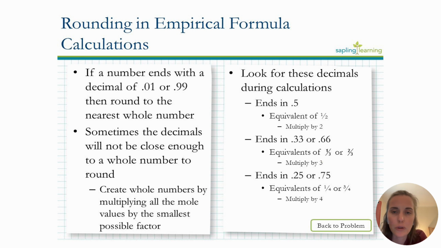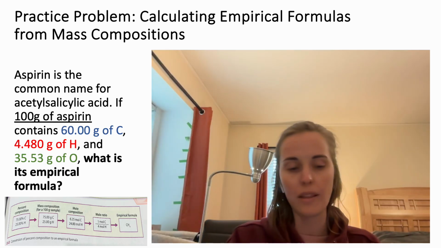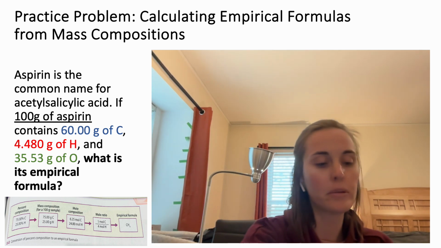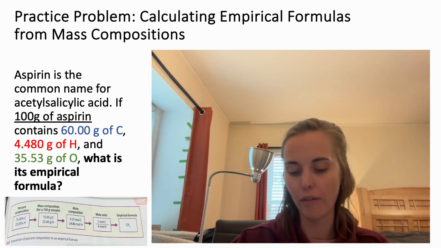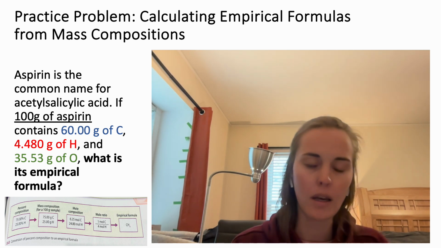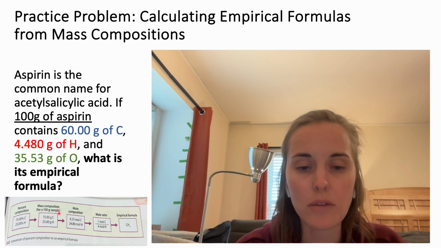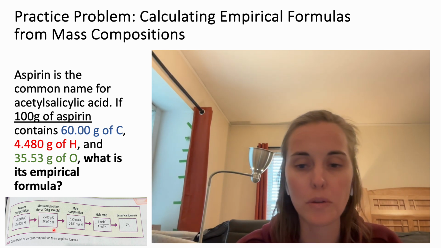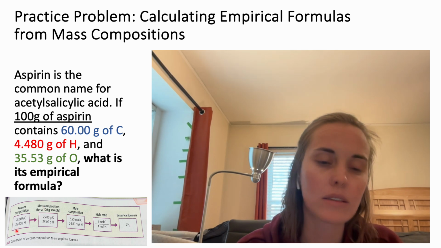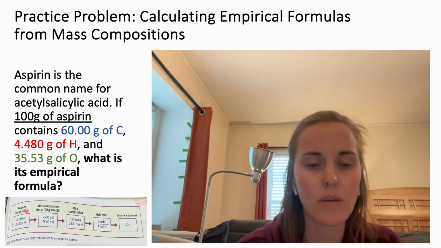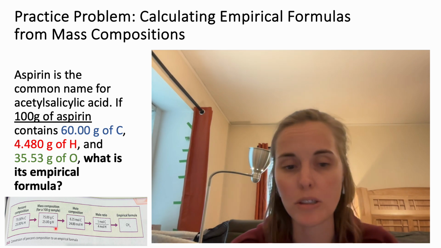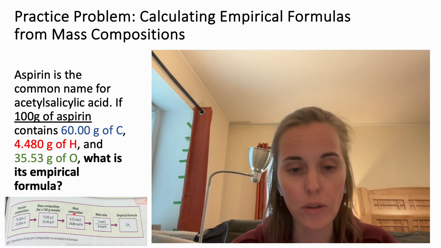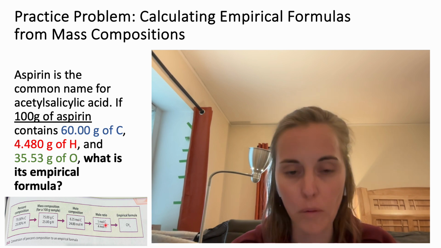This will make more sense as you do practice problems. This practice problem is going to go from knowing the mass compositions and from there figuring out the empirical formula. So our mass compositions, if you refer to this little flow chart, is going to be already in step 2. So we kind of skipped the percent composition. We went straight to knowing the mass compositions, assuming a 100-gram sample. And from there, we're going to go to our mole composition, and then mole ratio.